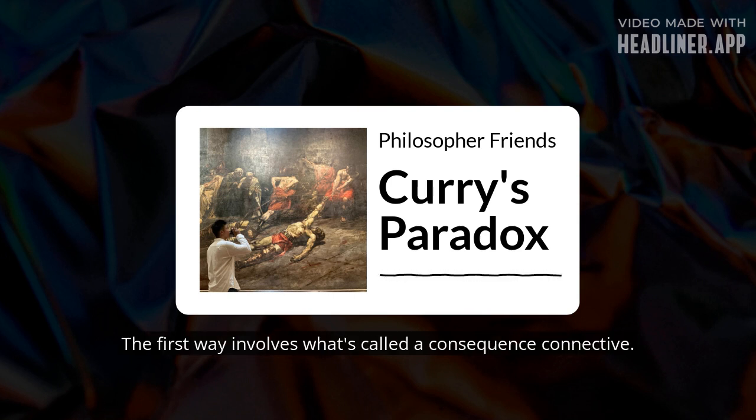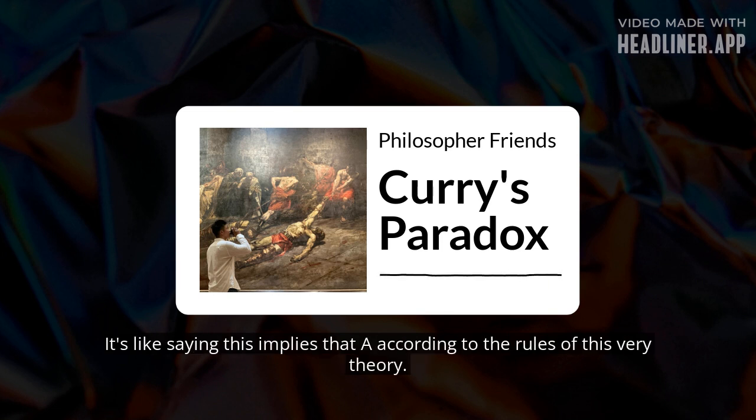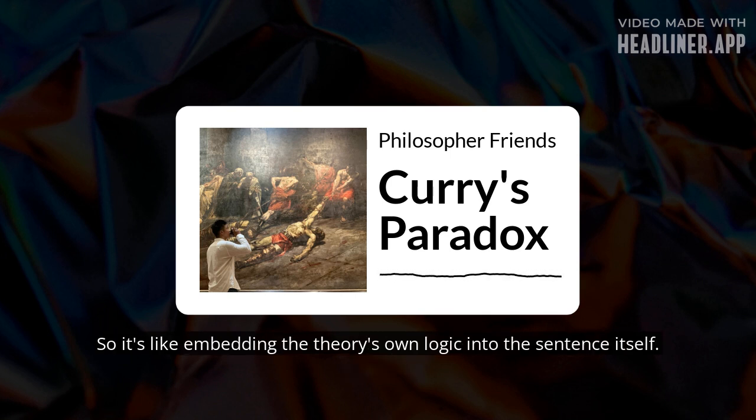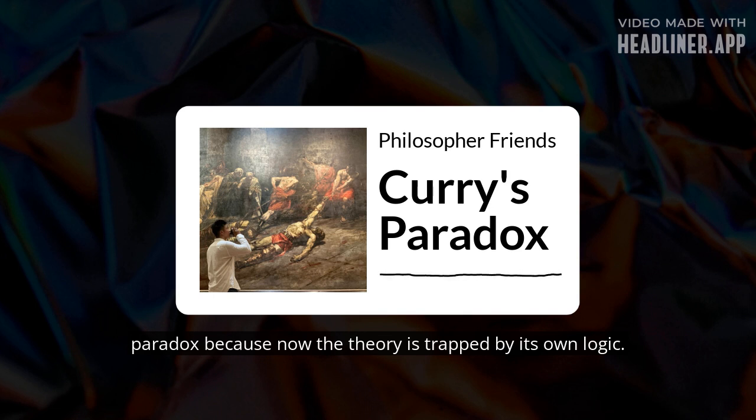The first way involves what's called a consequence connective. It's basically a symbol that represents the theory's own concept of implication. It's like saying, this implies that according to the rules of this very theory. So it's like embedding the theory's own logic into the sentence itself. Precisely. And if we treat this connective like a regular implication, and if the theory accepts modus ponens and contraction, we run straight into a Curry paradox. Because now the theory is trapped by its own logic. Exactly.